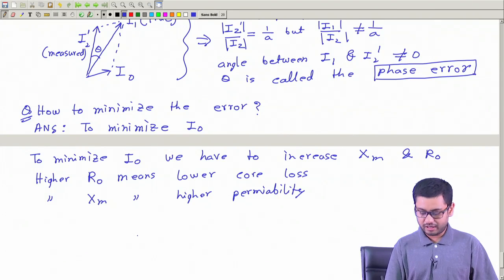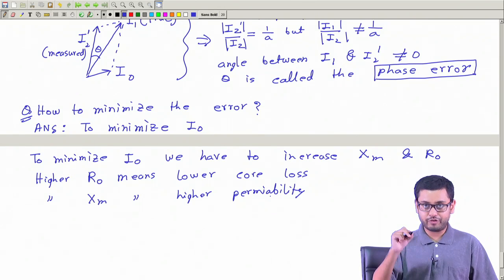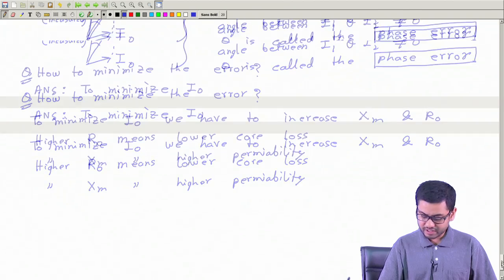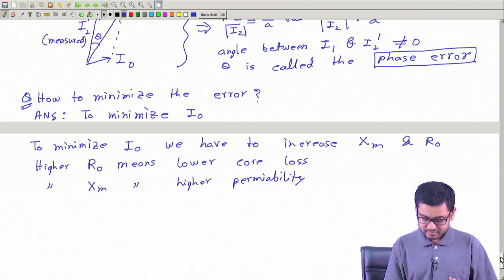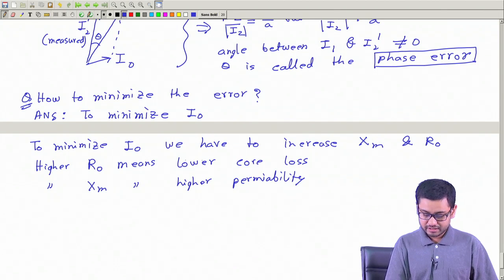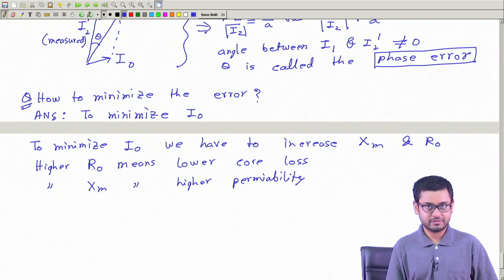Also we need this high permeability to be sustained long enough; it should not get to saturation easily. Otherwise core loss will also increase. So we have to use materials which have high permeability and low core loss. So lamination should be thin. Okay, so this is how to do it. So, easy answer.